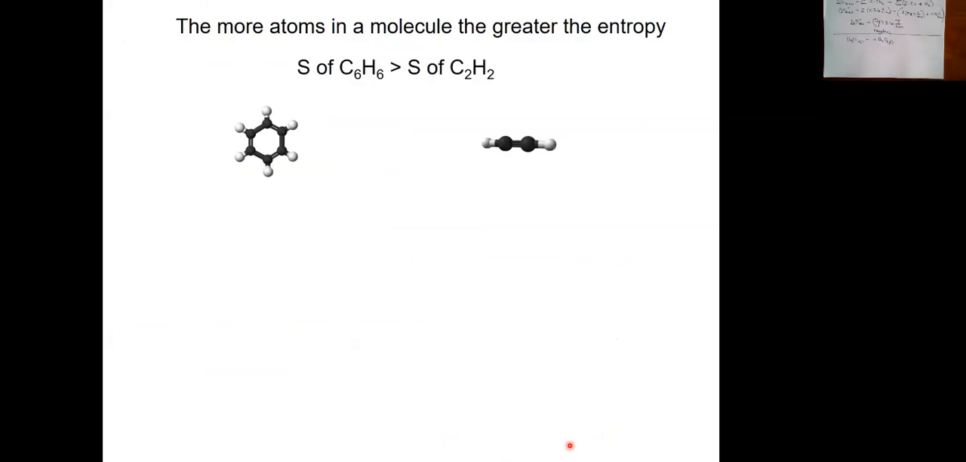So if we compare these two things, the molecule on the left has 6 carbons and 6 hydrogens. The molecule on the right has 2 carbons and 2 hydrogens. Anytime you have more atoms, you're going to have more spread out energy. So comparing a single molecule to a single molecule, more atoms means more spread out energy. So the molecule on the left has greater entropy than the molecule on the right. There are our actual values to prove it.